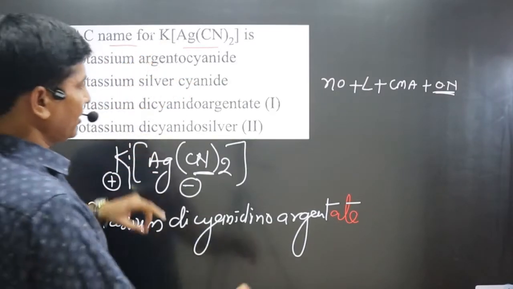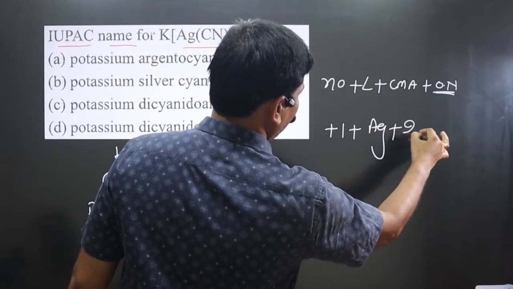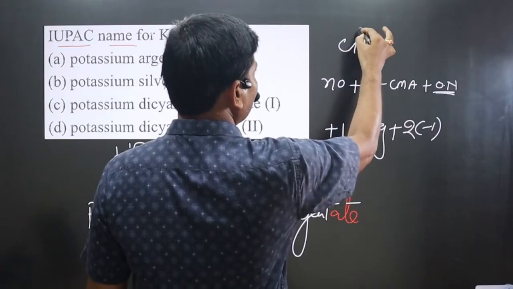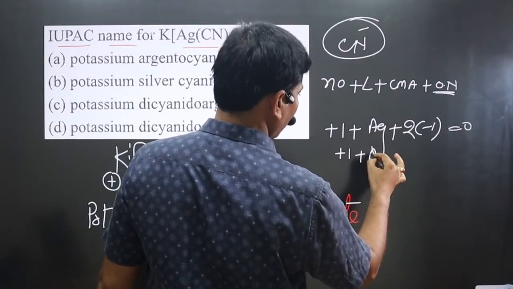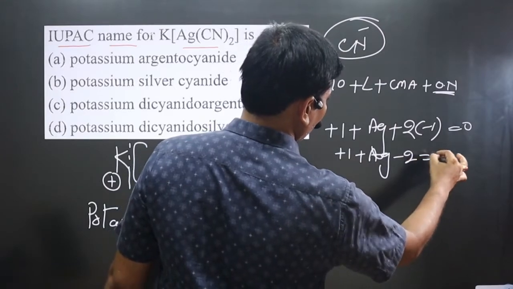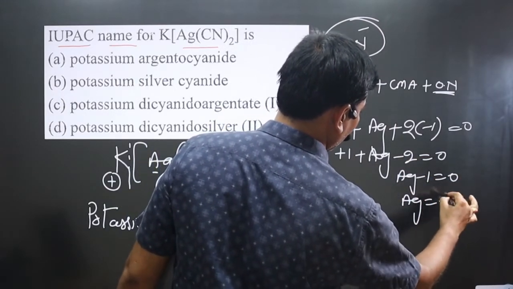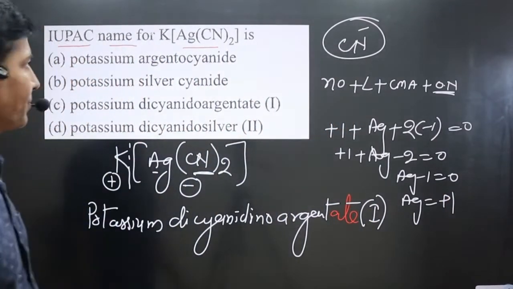So you can see potassium is +1, then silver is there, plus 2 cyanide. Each cyanide ion carries a -1 charge. This is CN minus. And the total is equal to 0. So +1 plus silver and -2 is equal to 0. Then we get silver -1 is equal to 0. Then silver is present in +1 oxidation number. So the oxidation number we write as I.